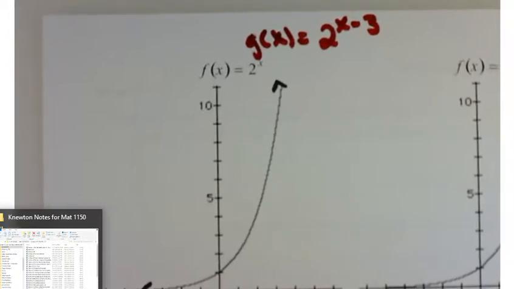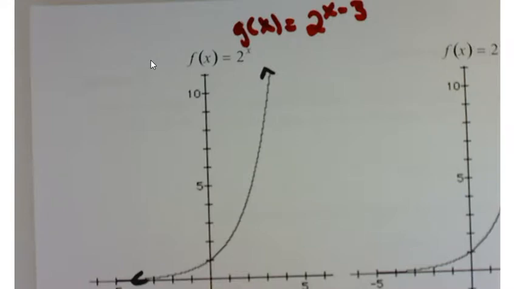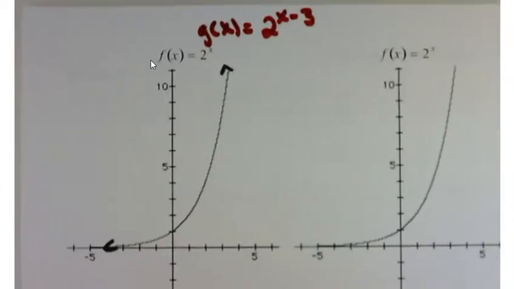Now the important thing for us to see is that minus 3 is in the exponent. This should cause some kind of a shift in our graph. The question is, well, what's the shift? 3 down, 3 right, 3 left, 3 up. A lot of possibilities here. So what do you think?